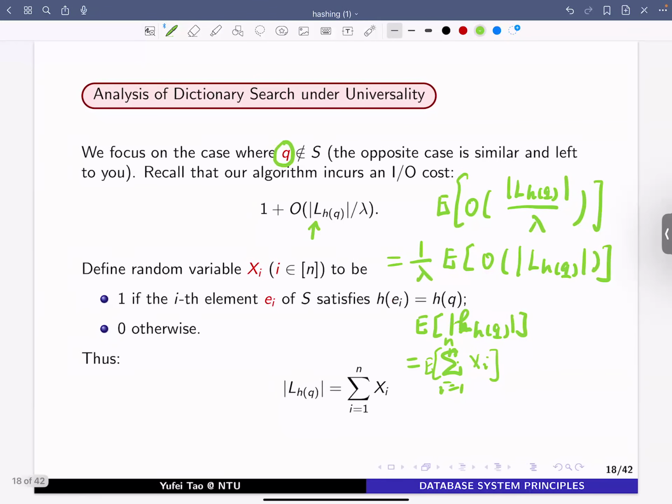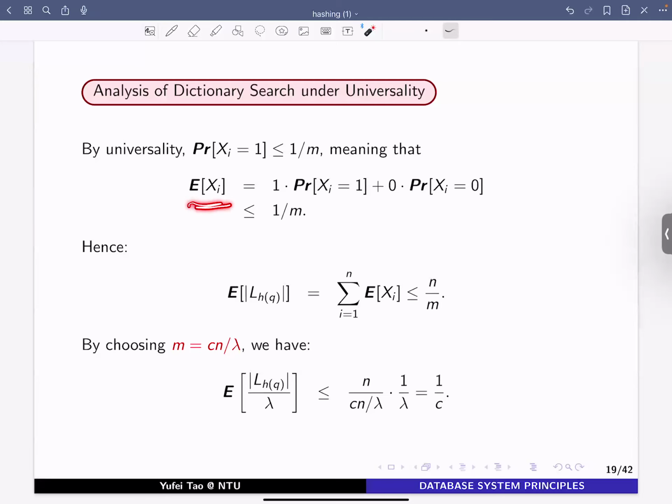So for here, you simply plug this definition into this place, okay? Now you apply the linearity of the expectation. You can push the expectation into the summation, okay? So this is what I'm going to analyze next. Once we know what this is, then we can do the summation.